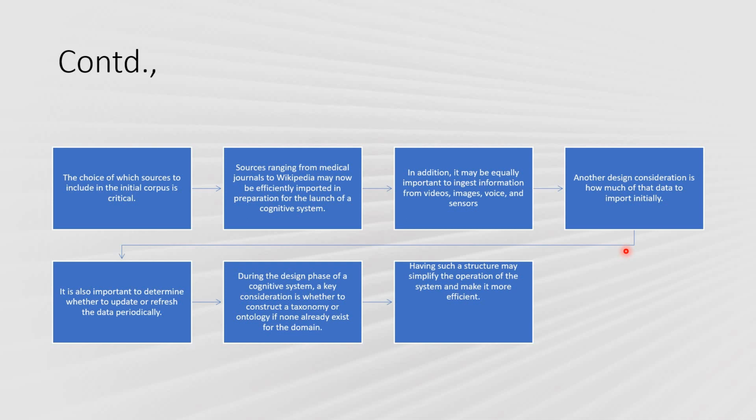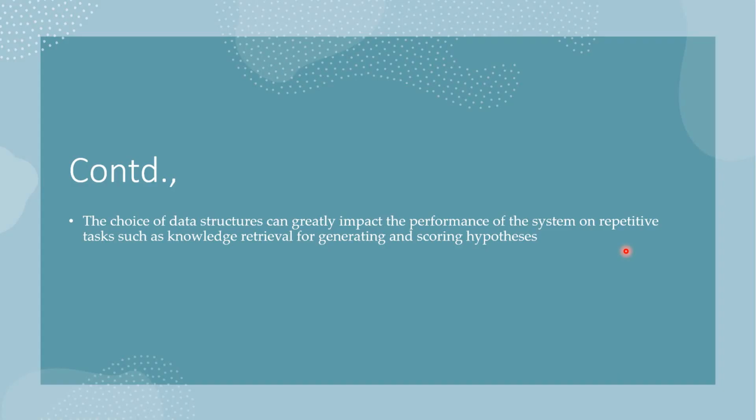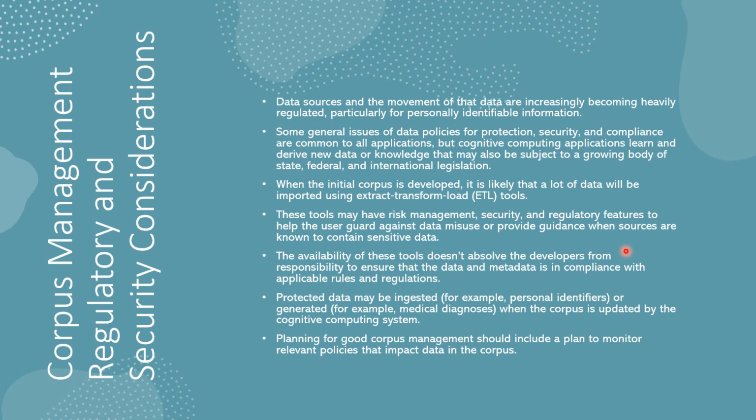Having a structure like an ontology or taxonomy could be helpful, and it could really make the process a little more efficient. So you need to decide if you are going to have that. This is a very important consideration. The choice of data structures can greatly impact the performance of the system, and you should really look into it. Choosing the right data structure will help us get the best results in terms of generating and even scoring hypotheses. So remember that. That's a very important point.